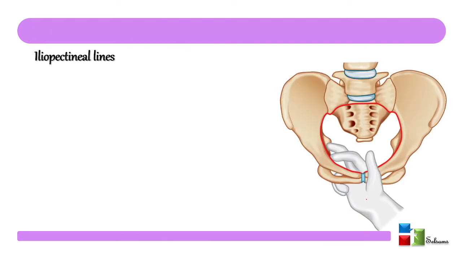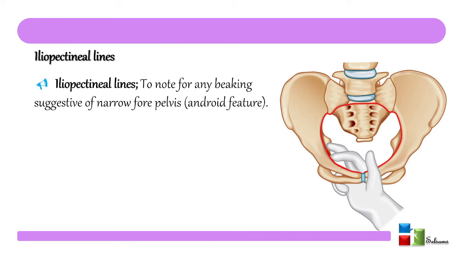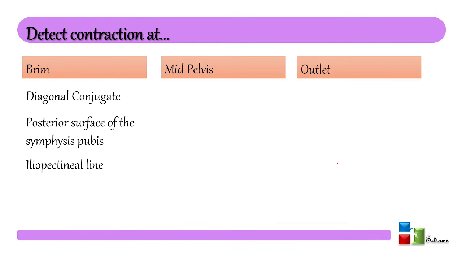Check for the iliopectineal line. Okay, this is the iliopectineal line, and check whether it's narrow, to find out an android pelvis. Android is heart-shaped. This is the brim, right? If the brim is going to be in a heart shape, you will be able to identify this as android. By touching this, you will be able to identify it as narrow.